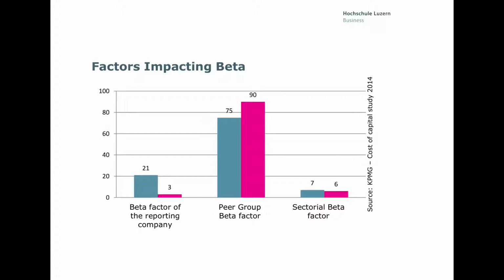In the context of company valuation using the DCF approach, there are 3 different sources to determine beta. Beta can be specified by the beta factor of the reporting company, the peer group beta factor, or the sectorial beta factor. However, the KPMG Cost of Capital Study 2014 indicates that a significant part of the beta factors are determined using a peer group of companies.